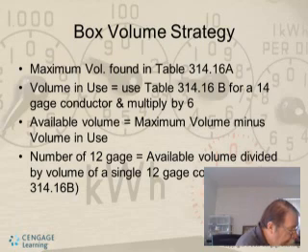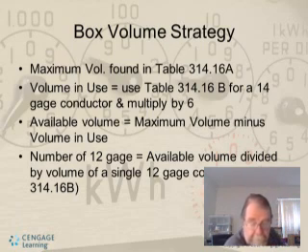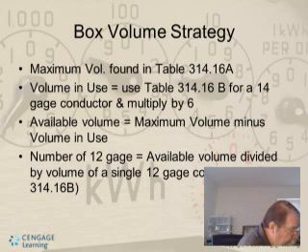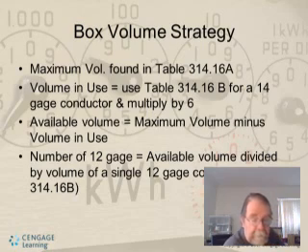Okay, so we multiply and we get the table. The 14 gauge is 2 cubic inches. So we multiply the 6 by the 2, and we'll put that aside. So that's 12 cubic inches. Then subtract that from your 30.3 cubic inches.